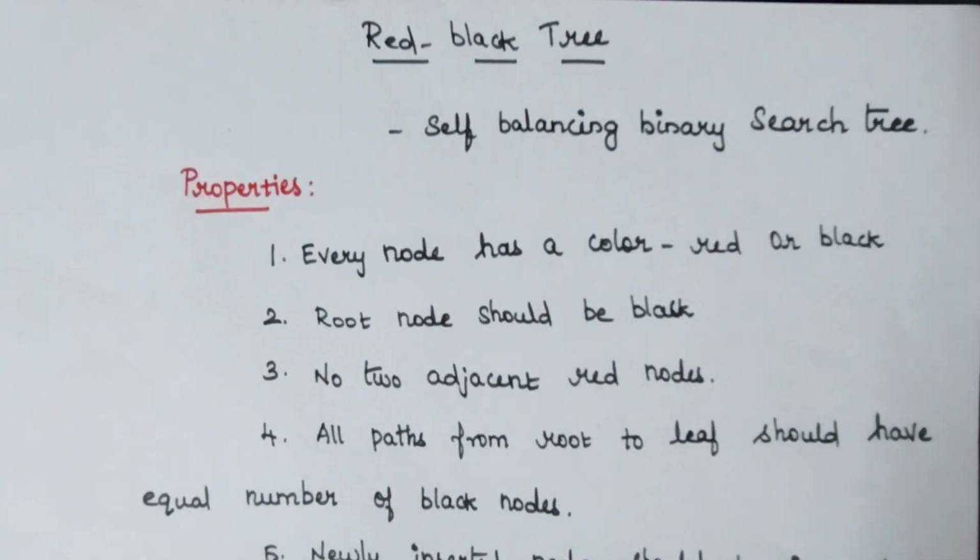Hello all, welcome back. In this video, we'll be discussing the red-black tree. Generally, a red-black tree is called a self-balancing binary search tree. That is, first it follows the properties of a binary search tree. And what is the property of a binary search tree?